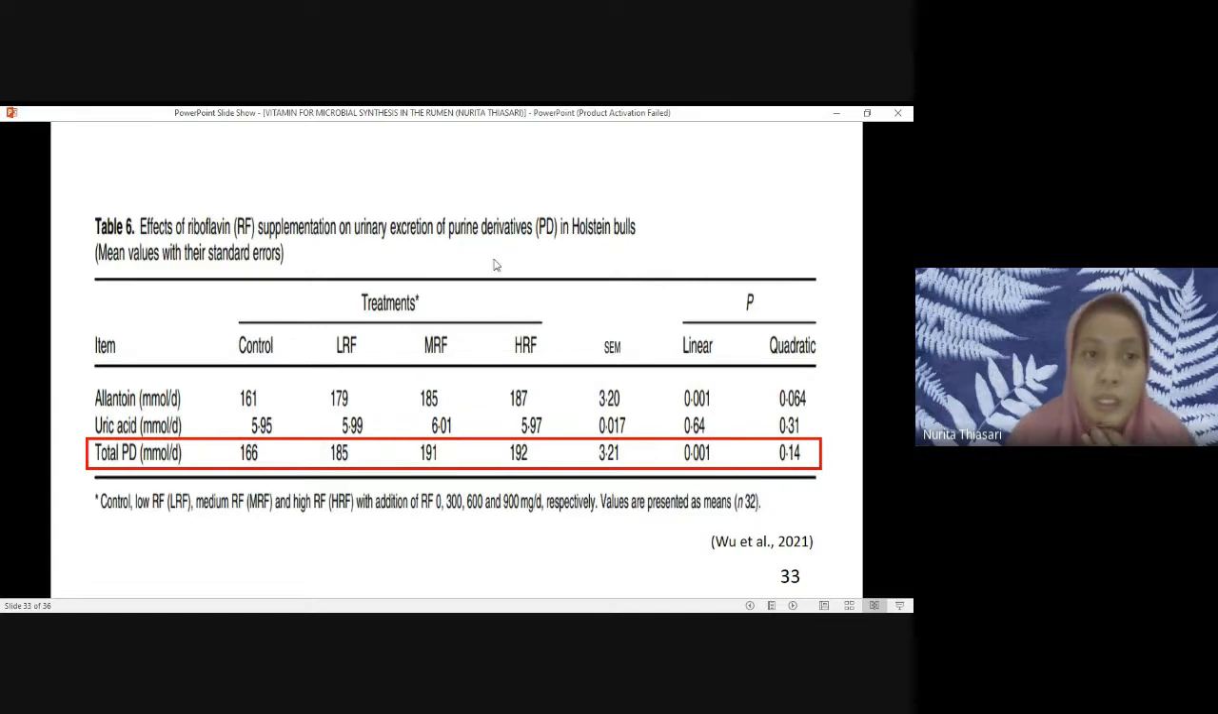And then this one is another kind of vitamin B, riboflavin, especially the effect of the riboflavin on the urinary excretion of purine derivatives in the Holstein bull. We can see in here the low, medium, and high riboflavin addition. If we see, the control is 166, and then it will increase with the increasing addition of the riboflavin.